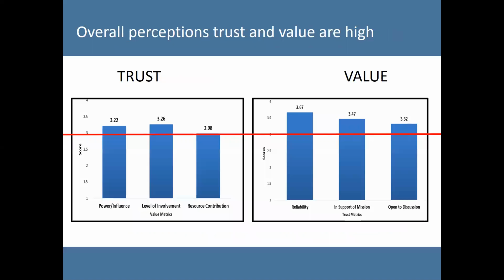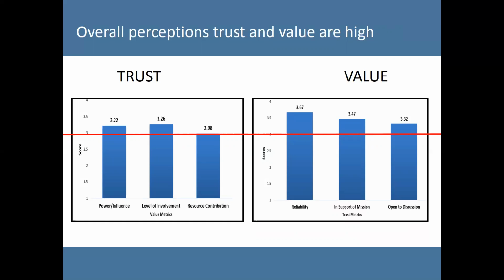We also measured trust and value, and what I mean by that is we asked all the members of the network to rate their partnerships among one another on these dimensions. So trust is measured on a scale of 3 things. I just realized that in the slide these are backwards, so my apologies. Trust and value should be switched there. So trust is actually measured on reliability of partners, mission congruence, and open to discussion.